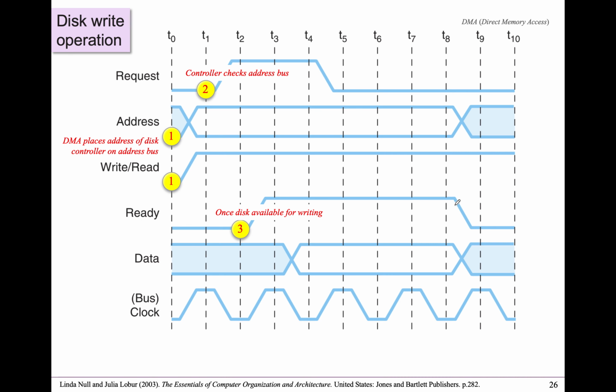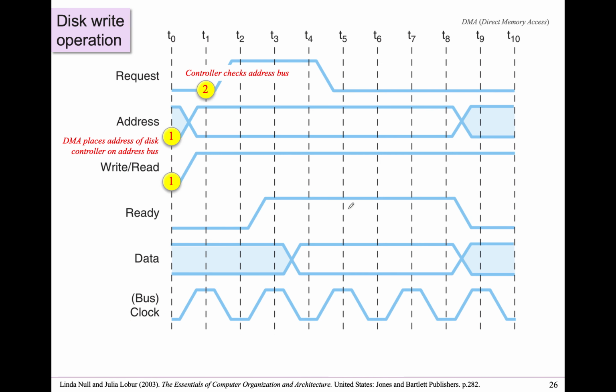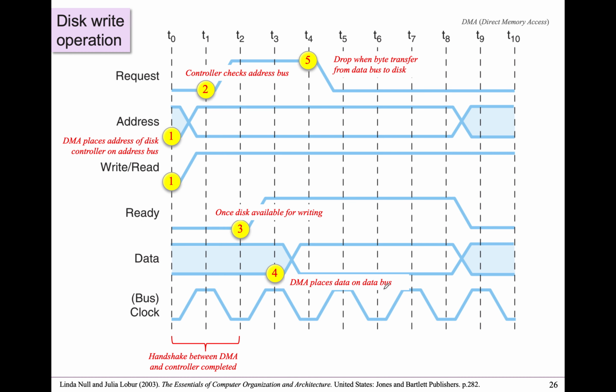When it's triggered high, you're going to be ready or available. And then you're going to see the handshake between DMA and controller complete for one single clock. Fourth is DMA places data on the data bus. You just place it first because at this phase you are inactive, right? So it's still ready. So you just place it on the data bus.